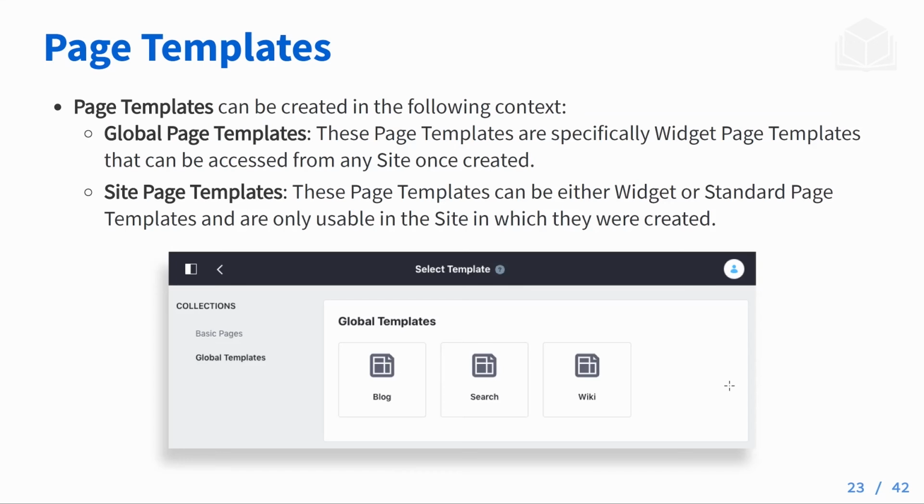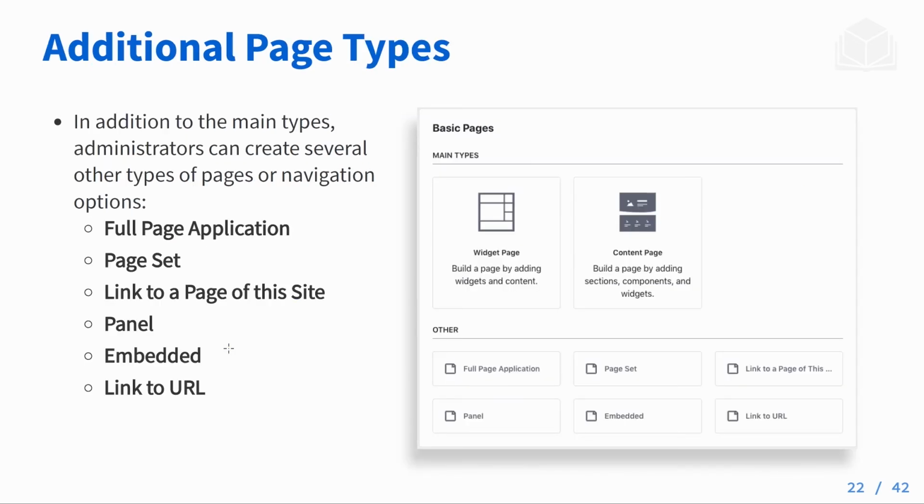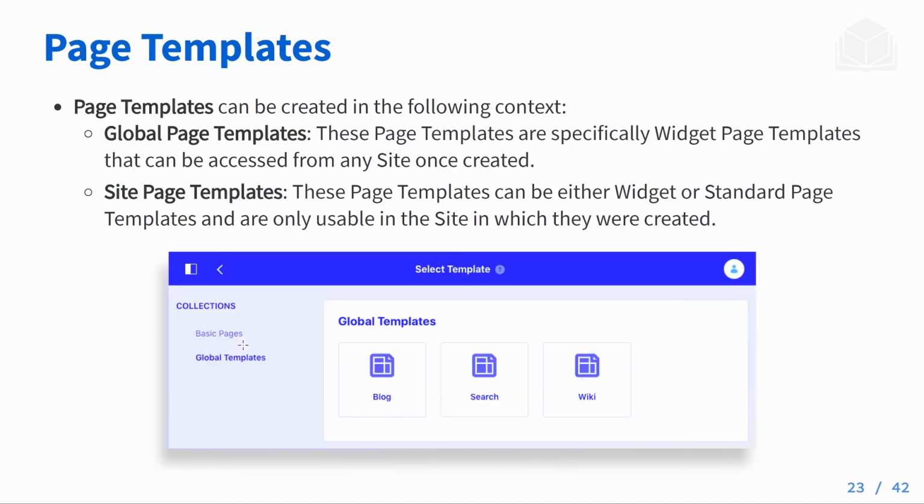If you don't select a page type, you can also select a page template. So look at the screenshot of the UI here. When you're creating a page, you're going to get this on the left-hand side that says collections, basic pages, global templates. So if you select basic pages, you'll get these page types on the previous slide. If you select global templates, you'll get 3 default global templates for the blog application, search, and a wiki. These come shipped with Liferay by default.